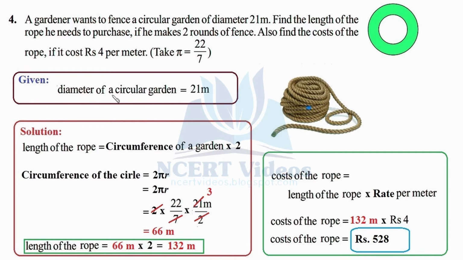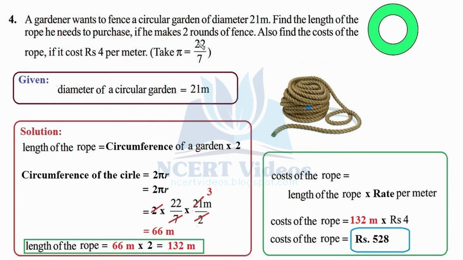So given is the diameter of a circular garden is 21 meter. It's written here. Then the solution part is, first of all you have to find the length of the rope. That will be simple. Circumference into 2. So the length of the rope will be circumference of the garden into 2, because he has to make 2 rounds. So first simply find the circumference of this garden, or you can say circle. That is 2 pi r.